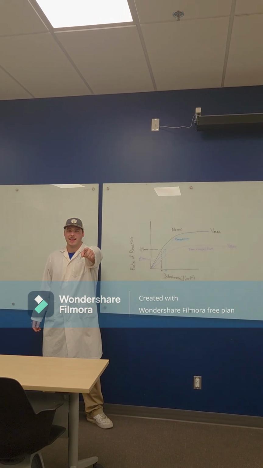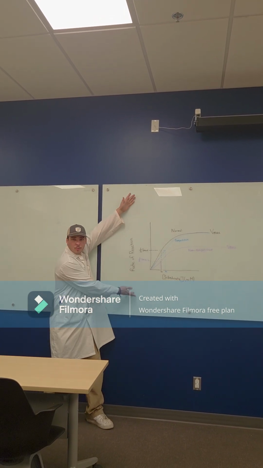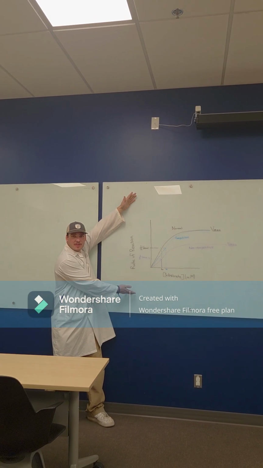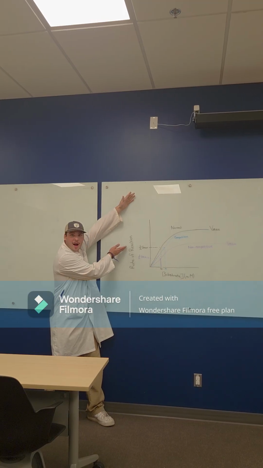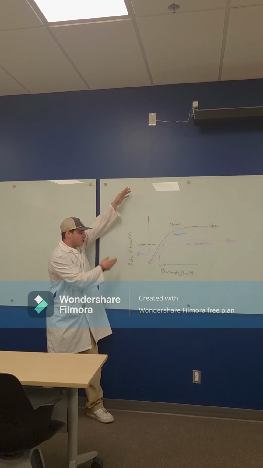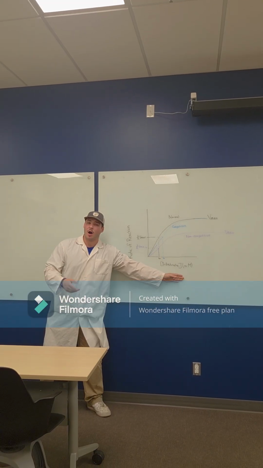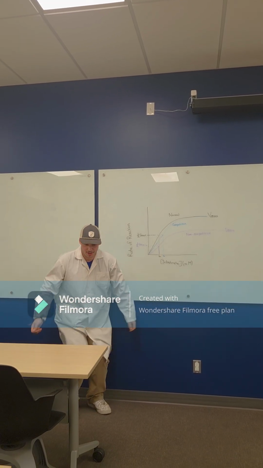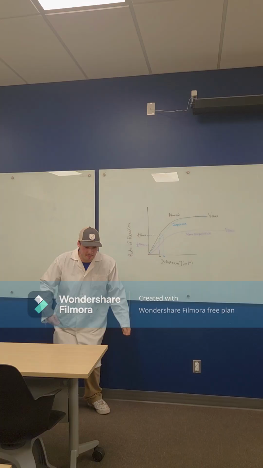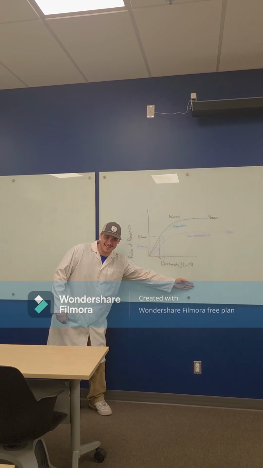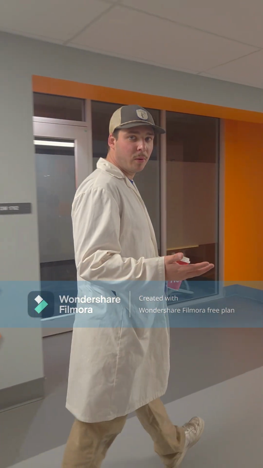Well, fellow biochem student, that is a great question. Right here, we have the plot of the Michaelis-Menten equation, where on the y-axis, we have the rate of the reaction, and on the x-axis, we have the concentration of the substrate, often used in molarity. But why is this so important?